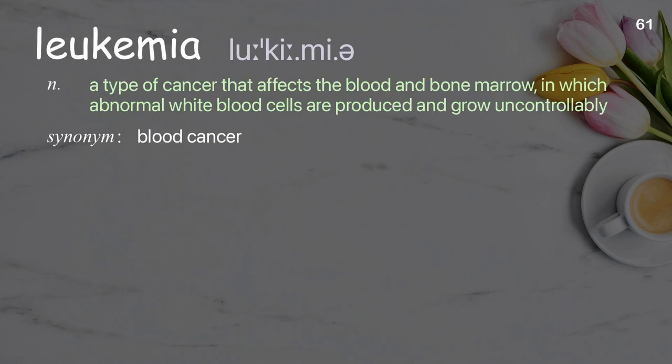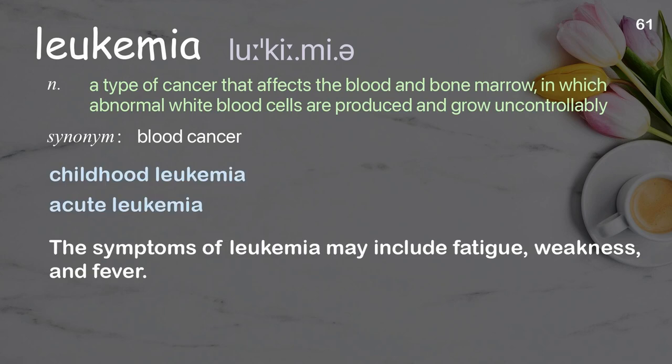Leukemia. A type of cancer that affects the blood and bone marrow, in which abnormal white blood cells are produced and grow uncontrollably. Examples. Childhood leukemia. Acute leukemia. The symptoms of leukemia may include fatigue, weakness, and fever.